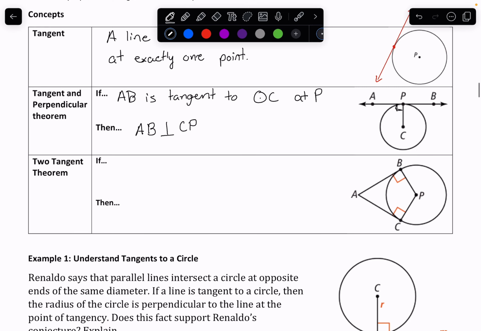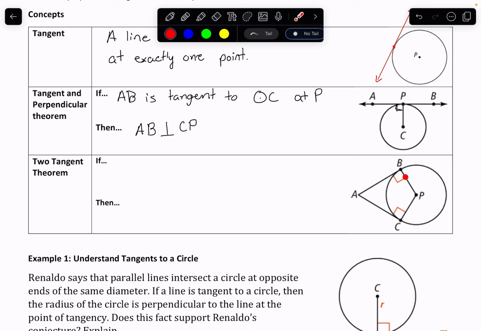The final theorem that we have for today is the two tangent theorem. So here you can see from point A, there are two tangent lines. If we went from A to B and kept going, that line would go away from the circle and be a tangent line. Same thing if we went from A to C and kept going, that line would go away from the circle. So it's a tangent line. So we have two tangents hitting the circle from the same exterior common endpoint.